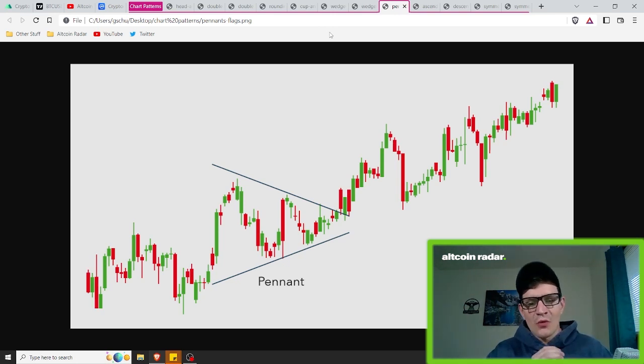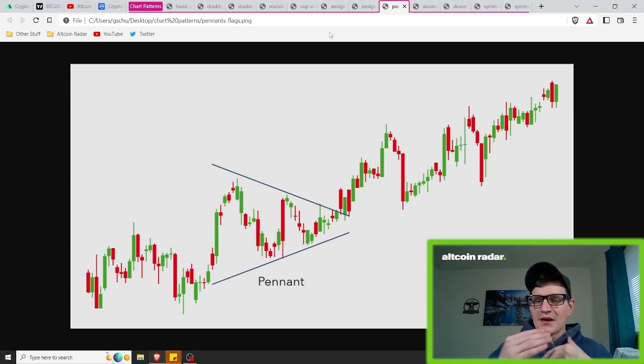So, guys, while a pennant may seem similar to a wedge pattern like I was talking about before, it's important to note here that wedges are narrower than pennants or triangles, okay? Like the wedges we were talking about earlier. They are much narrower than a pennant or a triangle, all right, guys? So really keep that in mind because you can get those confused.